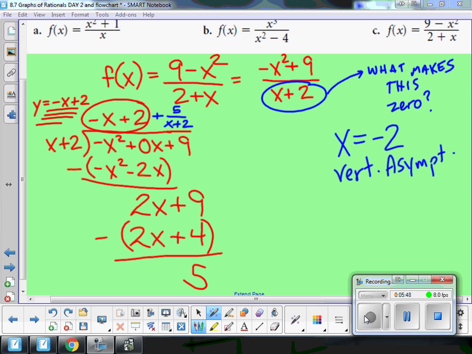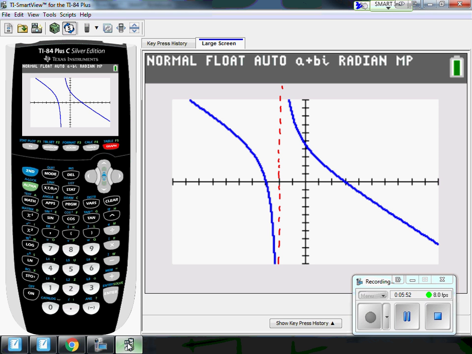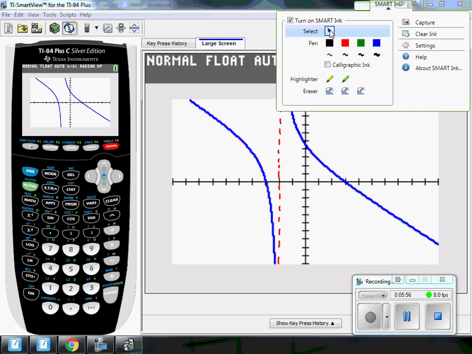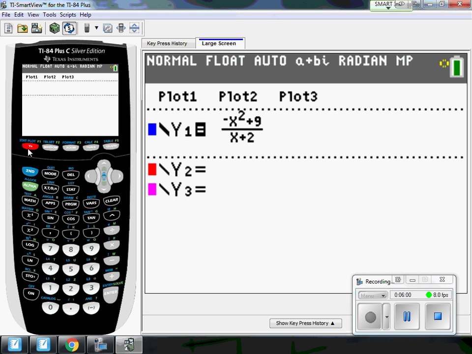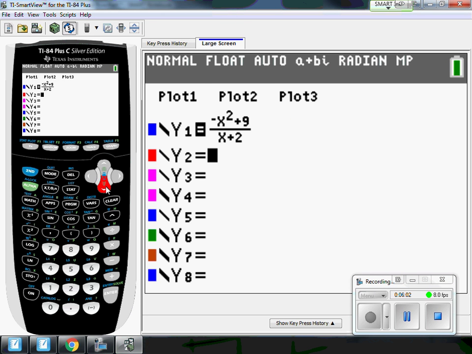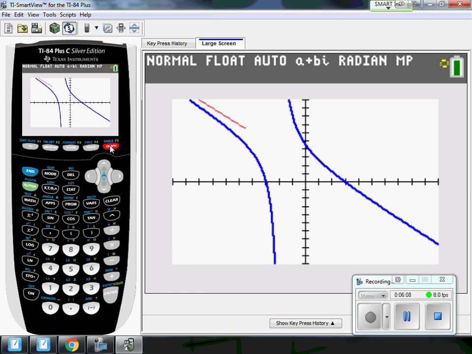Back on the graph, if I enter that, negative x plus 2, go to y equals, and put in negative x plus 2, we should see this slant asymptote coming up in red that slices right through the graph without it ever touching. That is the slant asymptote.